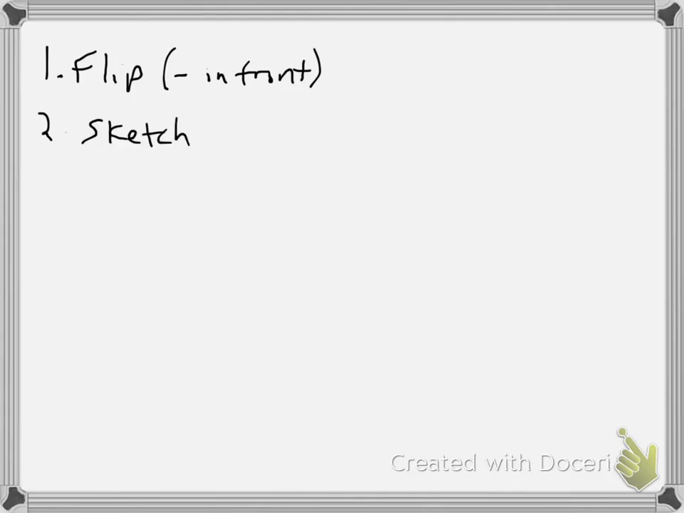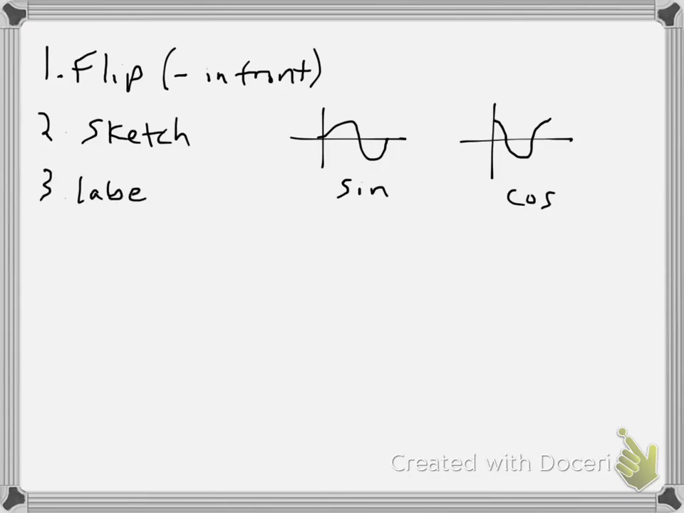But here, we're going to graph and translate, or transform, sine and cosine functions. The general method here is to flip it, and we flip it if there's a negative in front. And then we're going to sketch it, and we're just going to sketch general shapes here. So the general shape of sine is that, and the general shape of cosine is that. Those are general shapes. Then we're going to label it, and the labeling is the hard part.